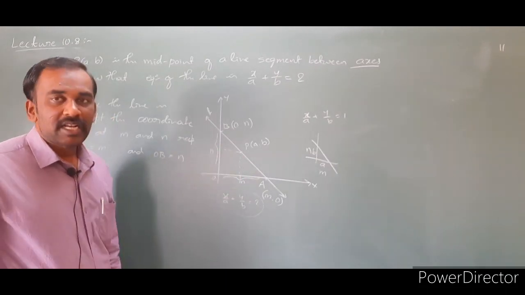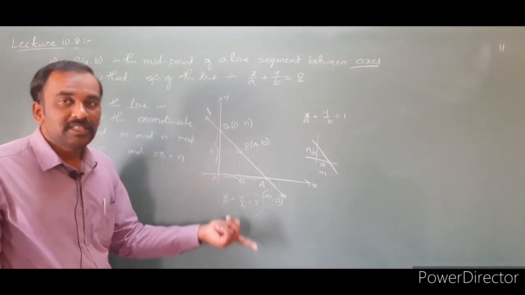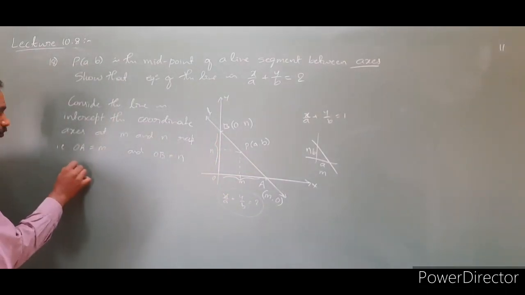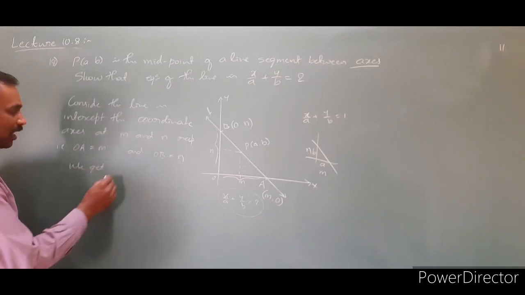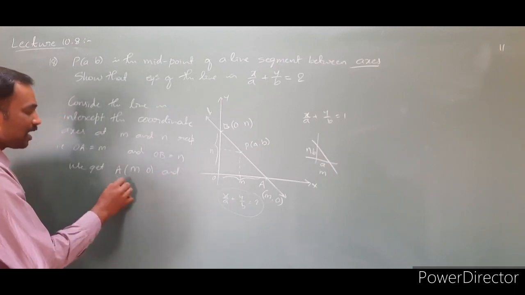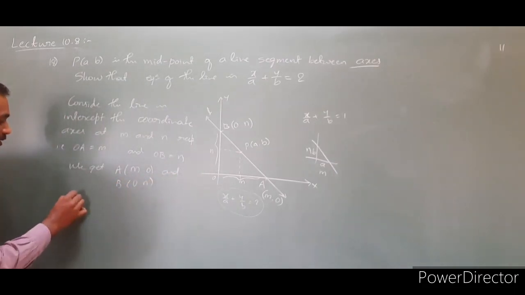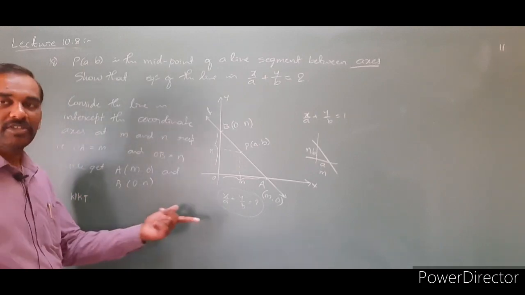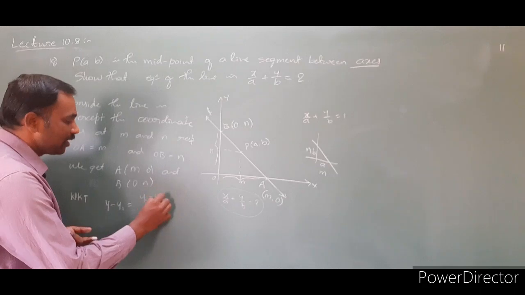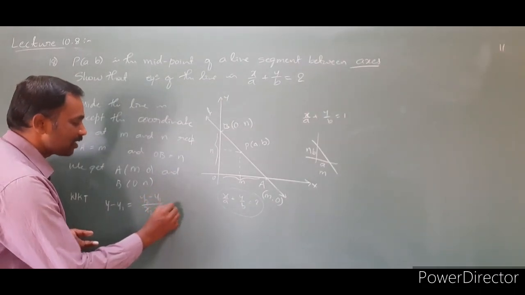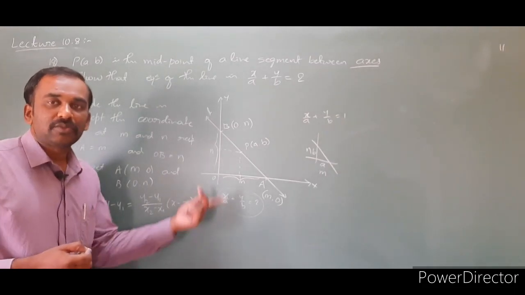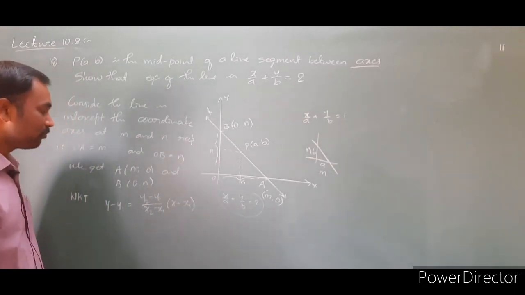Okay, two points are already there. With two points on the line, we can easily find the equation of the line. The two points are A as m comma 0 and B as 0 comma n. So we use the 2-point formula: y minus y1 is equal to y2 minus y1 divided by x2 minus x1, into x minus x1. Replace x1, y1, x2, y2, simplify, and we will get the required equation of the line.